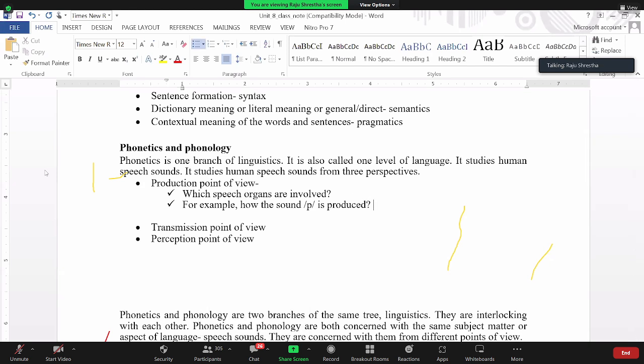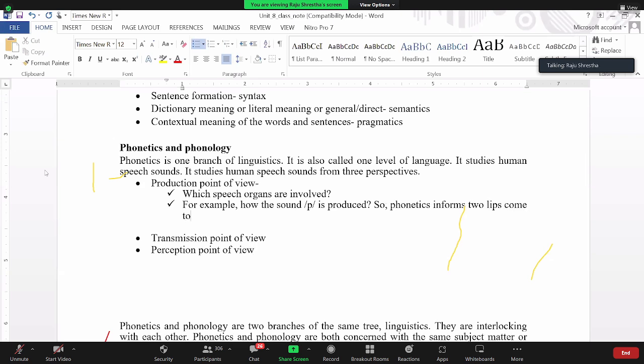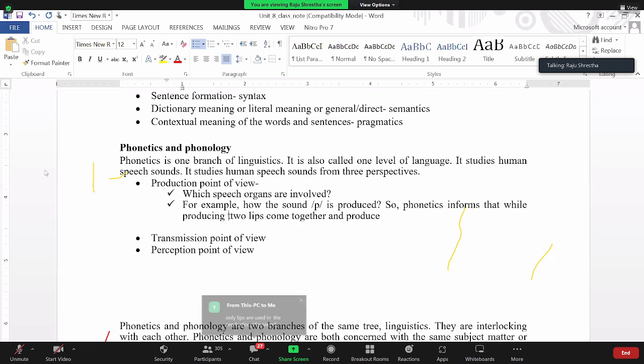For example, phonetics informs us that while producing the sound pa, two lips come together and produce it. This kind of study is phonetics.